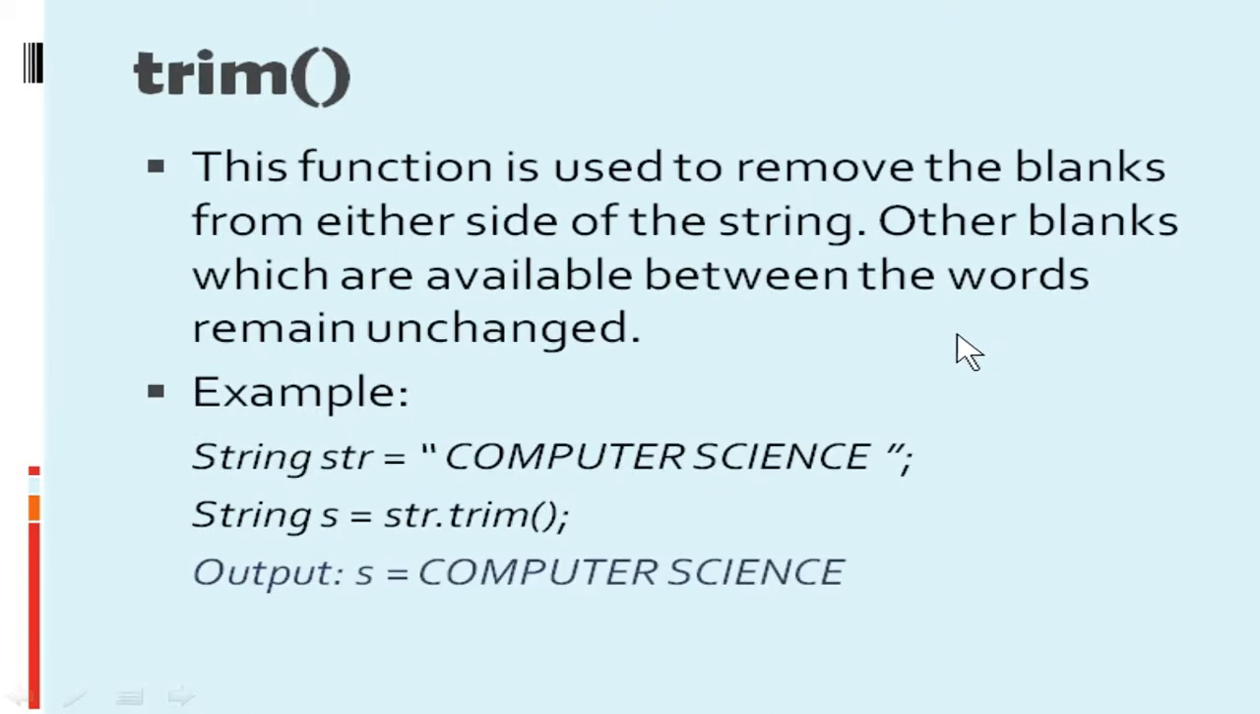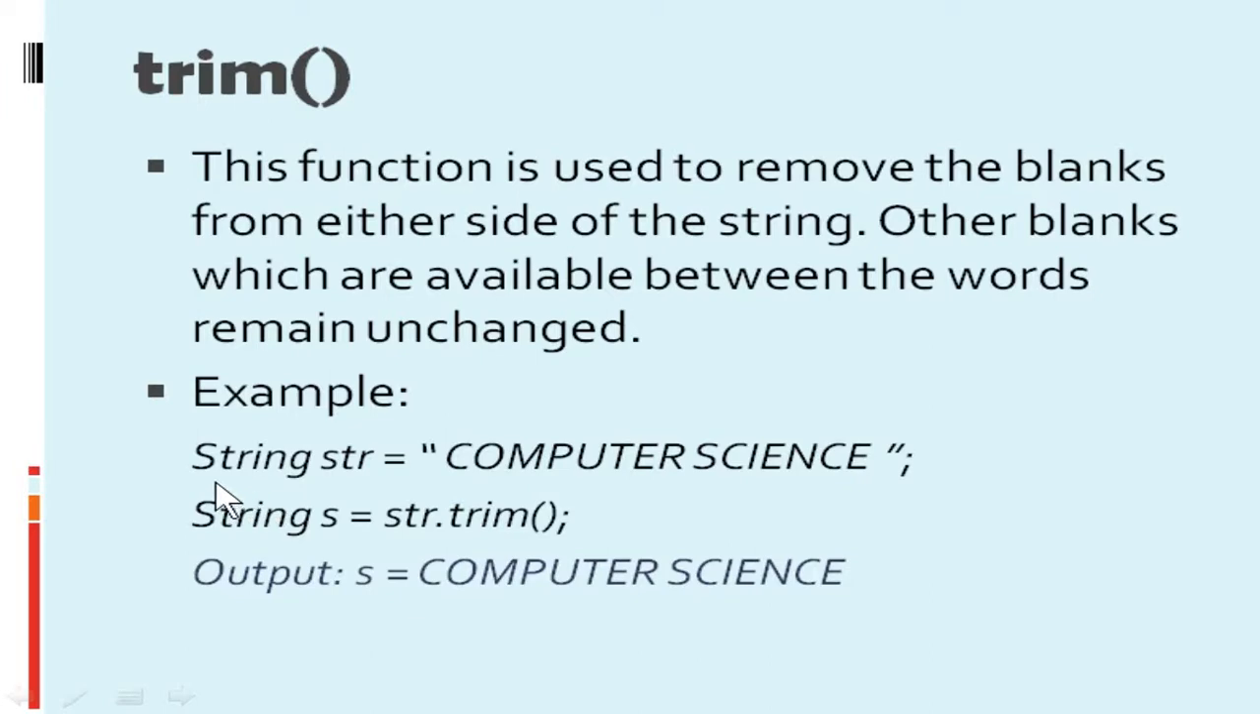Next is the trim function. This function is used to remove the blanks from either side of the string. Other blanks which are available between the words remain unchanged. So in front of the word or at the end of the word, if you have any white space or blank space, that will be removed.